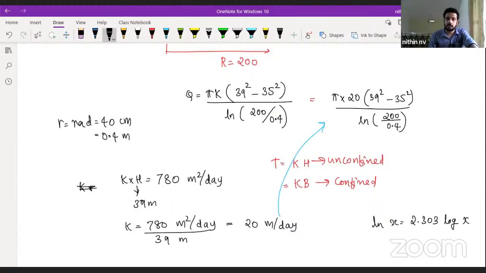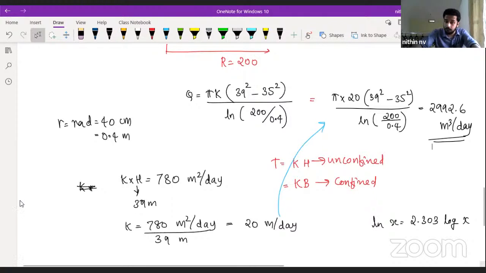Now how much are you getting? Please comment. The yield of the aquifer will be equal to... Yes, 2992 point 0.6, okay, thank you. What will be the unit? Please tell me the unit also. 39 and 35 are in meter square. 20 is in meter per day. So meter per day into meter square is meter cube per day. Natural logarithm of R by r does not have any unit. So we are getting meter cube per day.